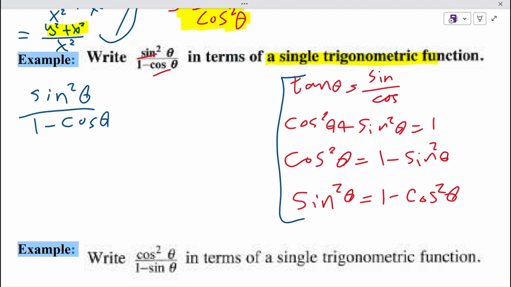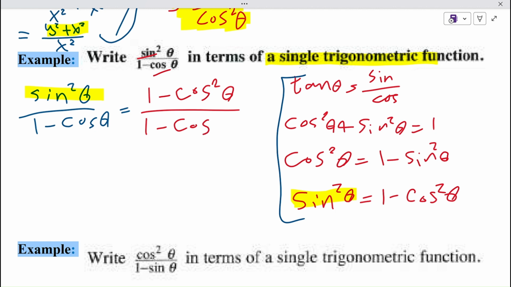How? Just look at here. Here we have sine square theta, and here we have sine square theta. We can substitute it. This is equal to, instead of sine square theta, you can write 1 minus cosine square theta over 1 minus cosine theta. You can simplify it again.